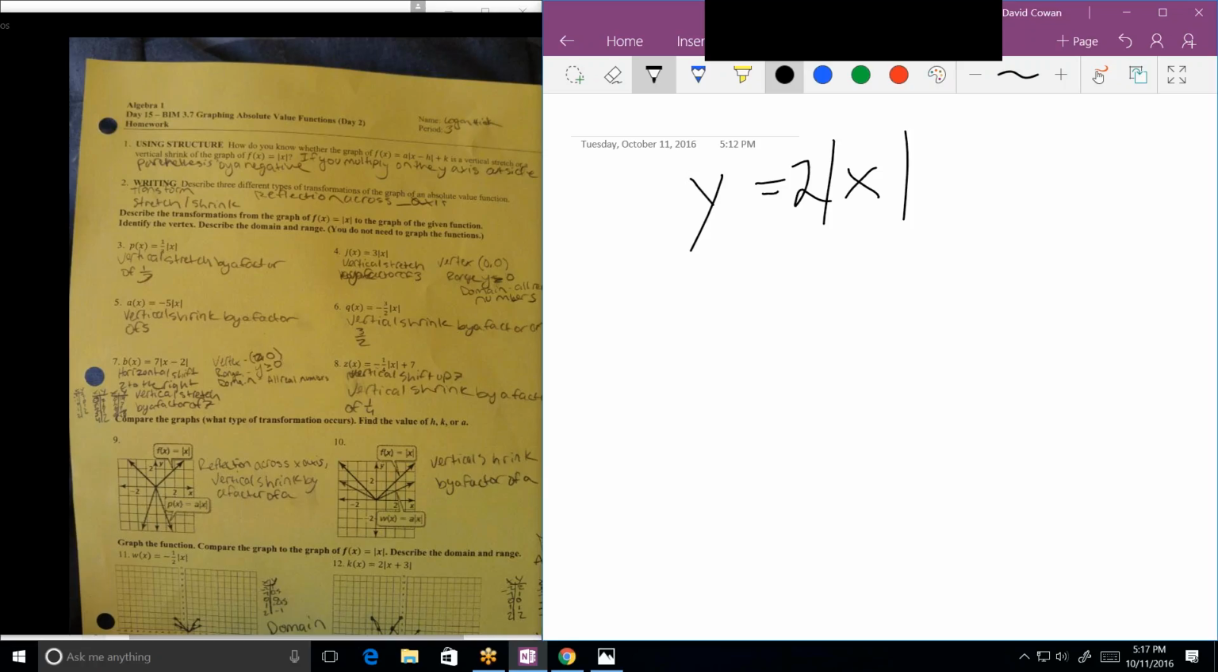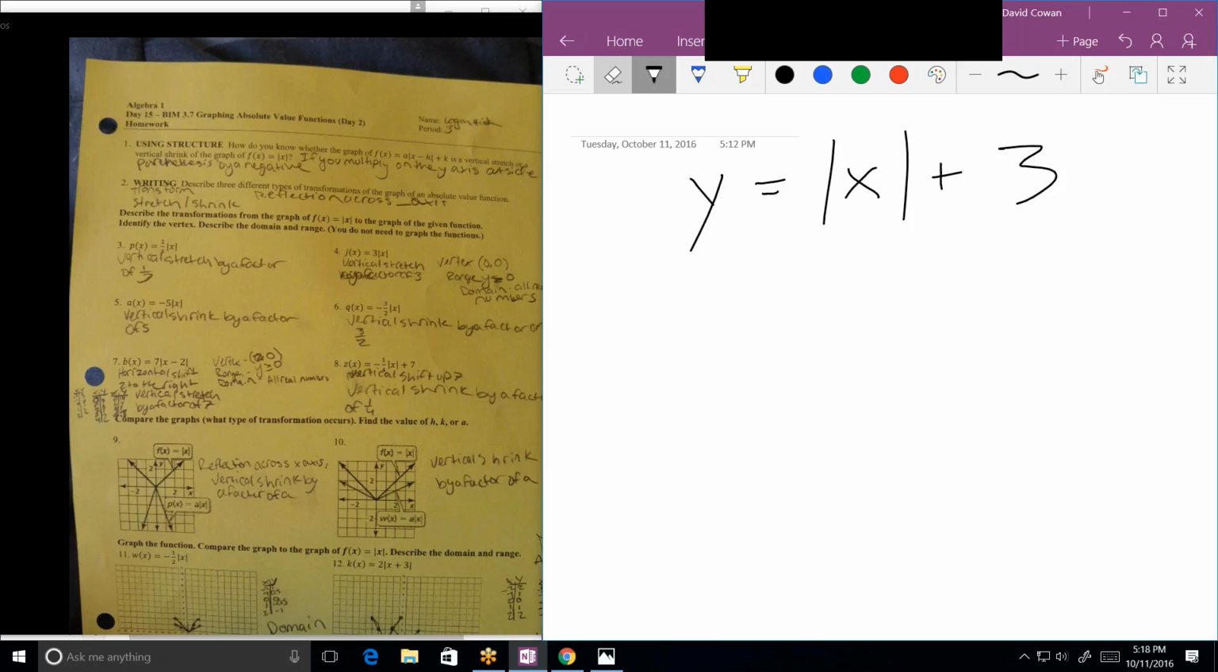Adding or subtracting a number. So if I add to the original function plus 3 outside the absolute value sign, it'd be a vertical shift 3 up. It's always vertical if the addition is outside the function. If the change is inside the function, then it's horizontal.